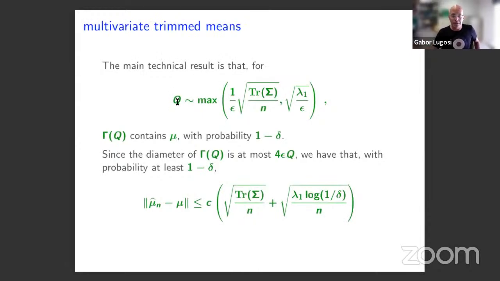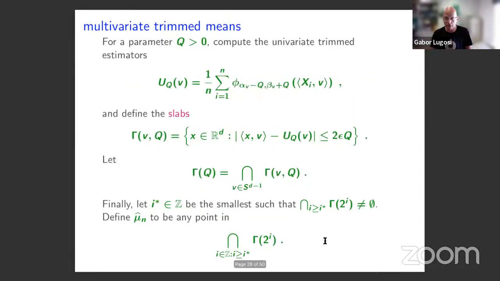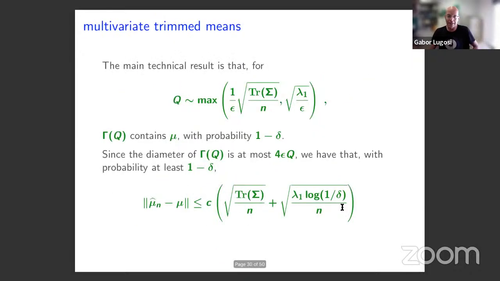The main technical result is that if this parameter Q is chosen in a correct way, depending on the distribution, then the intersection of these slabs actually contains the mean with probability at least 1 minus Q. And then choosing the value of Q in the way that I described, by taking the smallest possible value for which the intersection of these sets is not empty, guarantees that we indeed have this sub-Gaussian performance. So that's another way of defining an estimator that has the sub-Gaussian property.